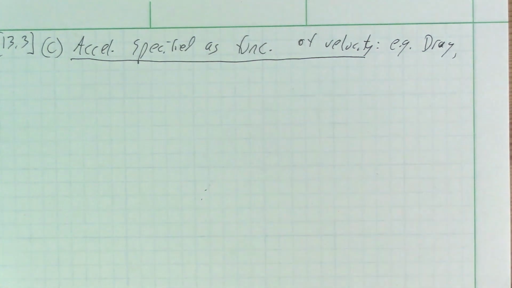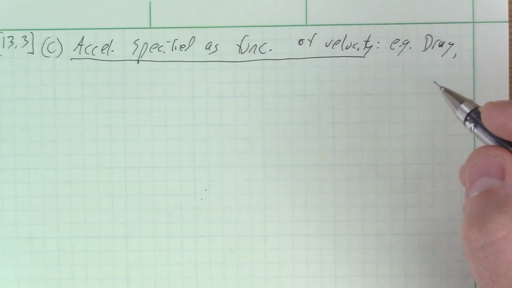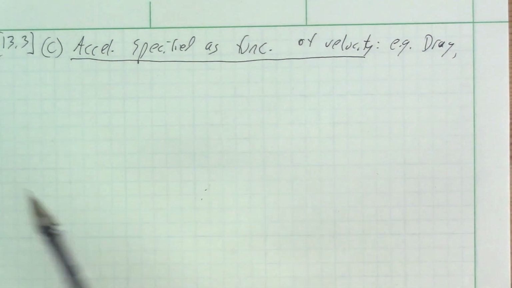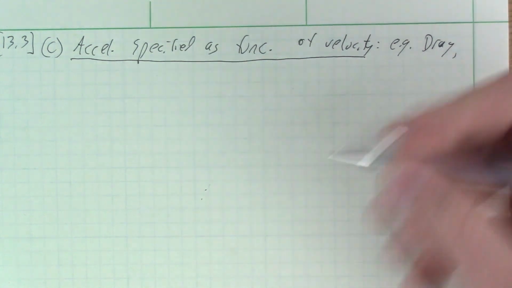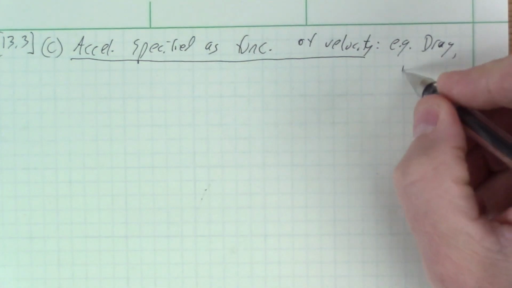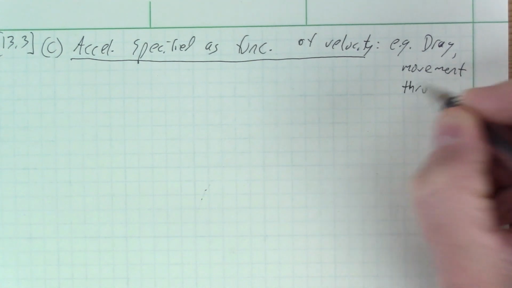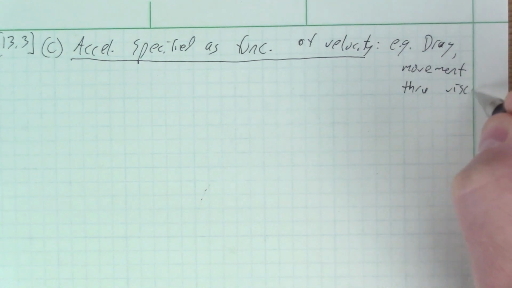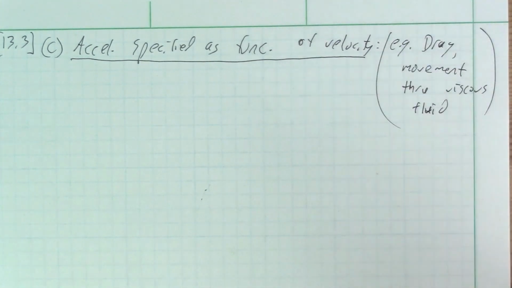So the faster you go, the deceleration goes as velocity. We're specifying that if I know the velocity, I will know what the resulting acceleration is due to this physical effect. So maybe we also have movement through a viscous fluid, something really honey-like that doesn't flow too easily or naturally.